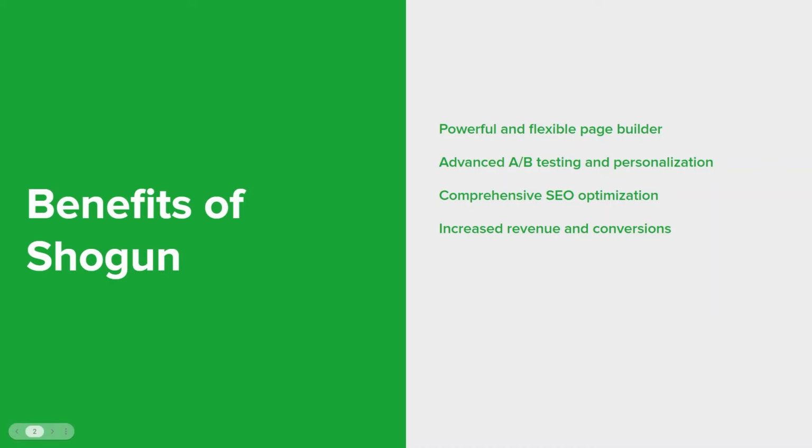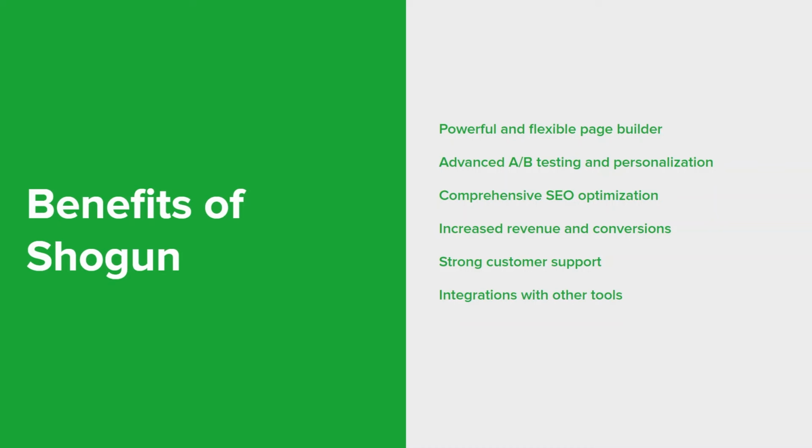By optimizing your pages and delivering personalized experiences, Shogun can help you increase conversions and improve your bottom line. They have strong customer support as well. They offer helpful documentation, video tutorials, and live chat support. So they're always ready to help you get the most out of the platform.